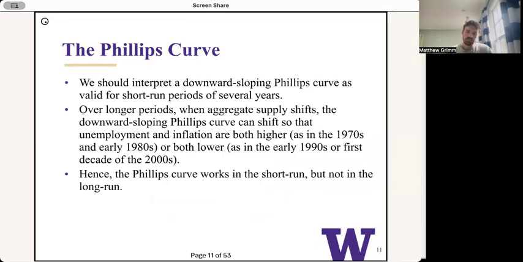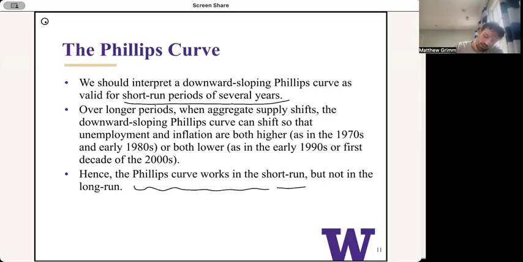So when it comes to the Phillips curve, we're going to interpret it as a downward sloping curve, valid for short run periods of several years. Over longer periods, when aggregate supply shifts, the downward sloping Phillips curve can shift so that unemployment and inflation are both higher. This happened in the 1970s and early 80s, or both lower, as in the 90s or first decade of the 2000s. So the Phillips curve works in the short run, but not in the long run. It's kind of what we concluded.